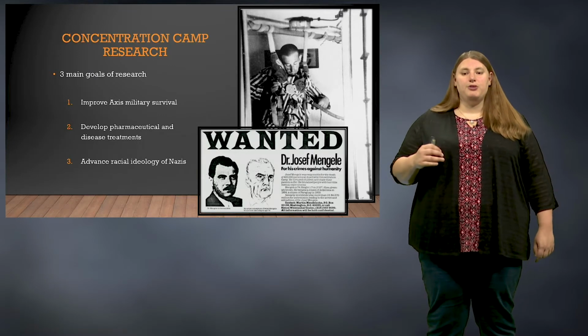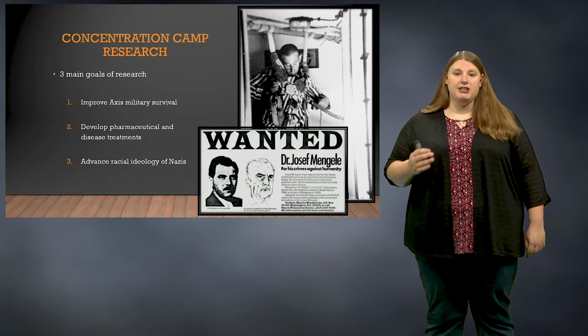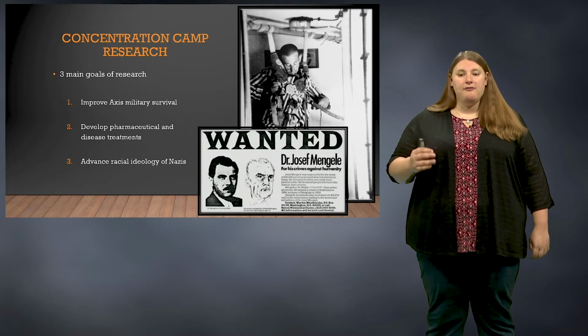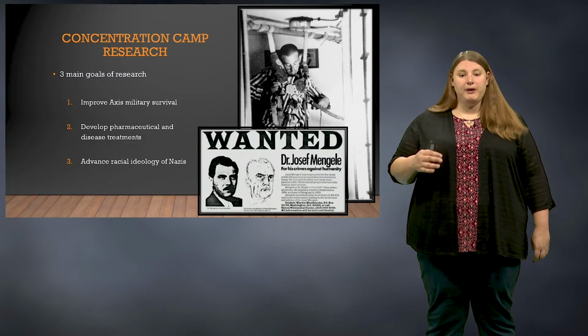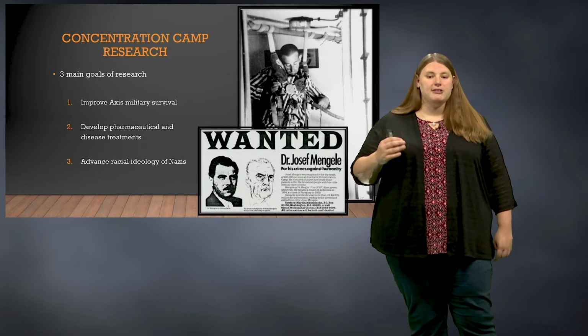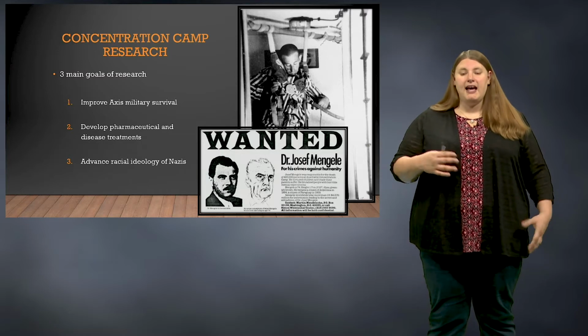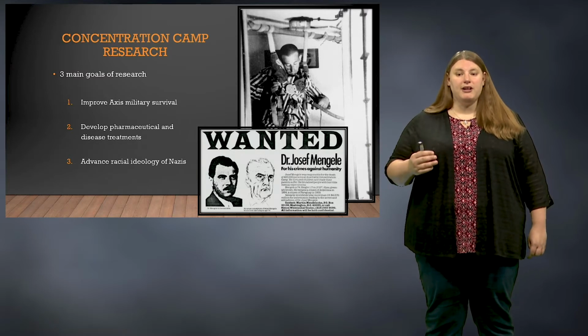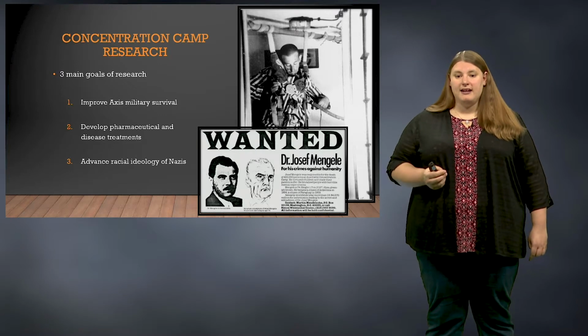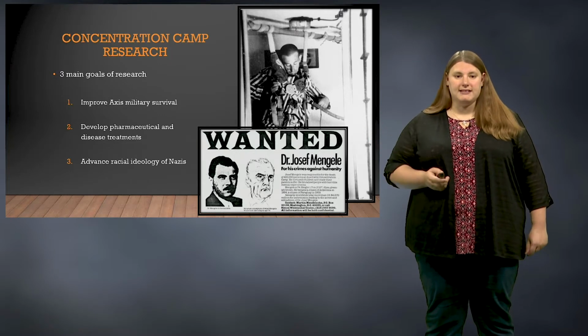Finally, experiments were used to advance the racial ideology of the Nazi regime. One of the infamous experimenters was Joseph Mengele, who conducted twin experiments at Auschwitz in order to trace the origin of genetic disease and other genetic situations like eye color. His gruesome experiments earned him the moniker the Angel of Death, and his wanted poster is shown here on this slide.